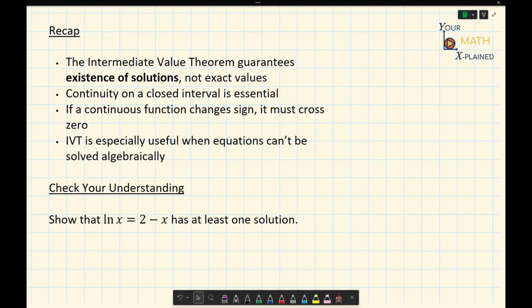And now it is your turn to give this a try. Can you show that this equation on the screen here has at least one solution?